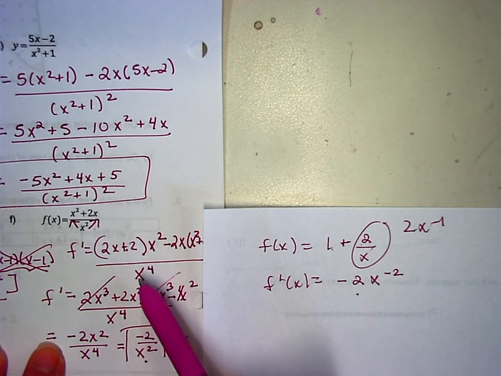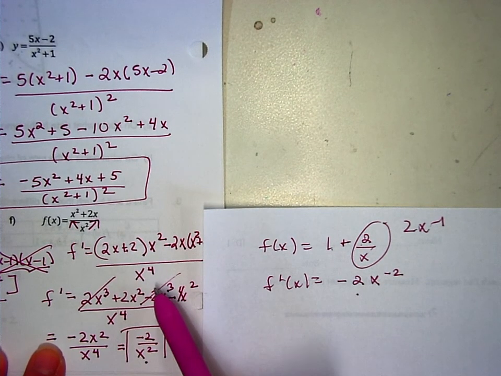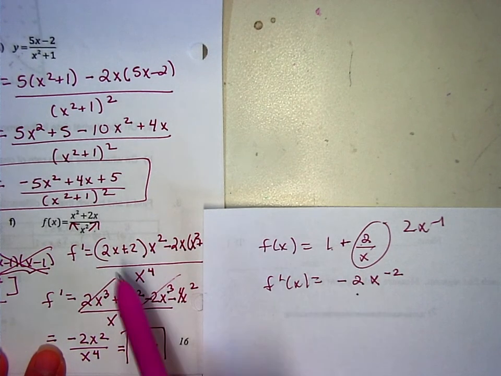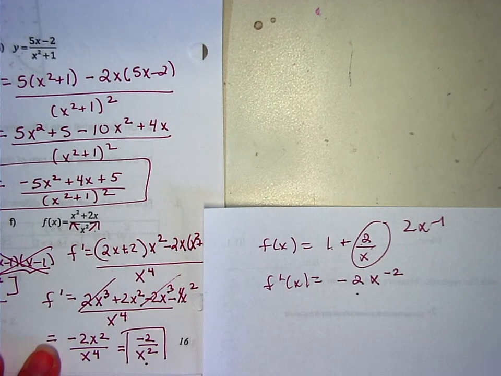So you want to think about that before you start doing some of the problems. Is it easier to rewrite first, or should you just go straight to the product and quotient rule?